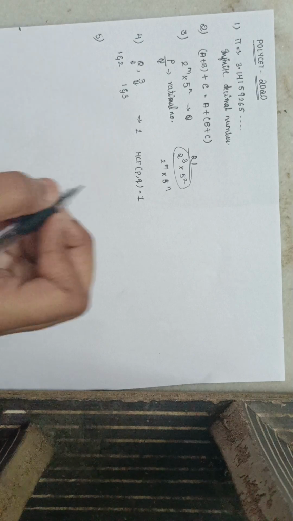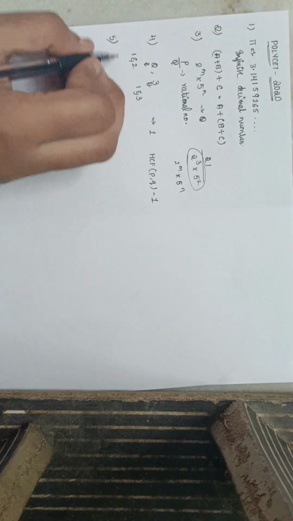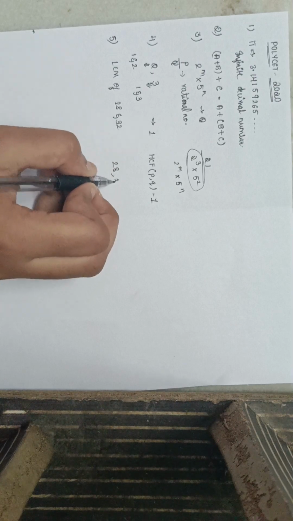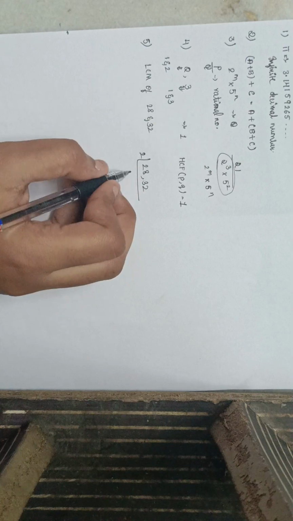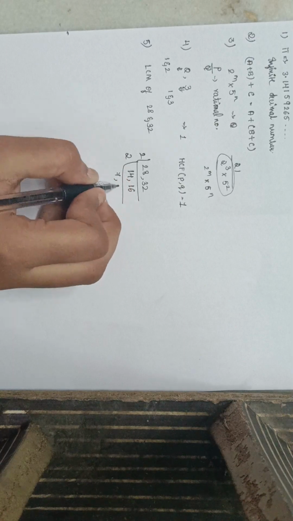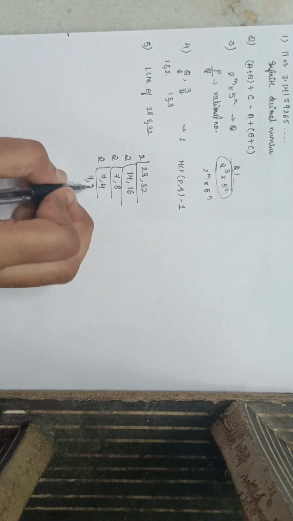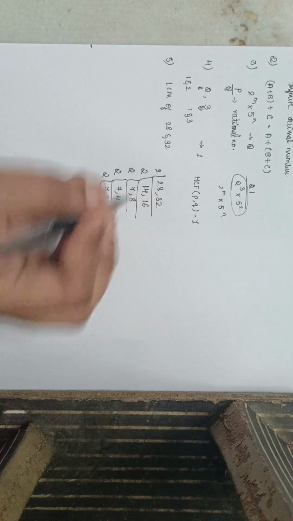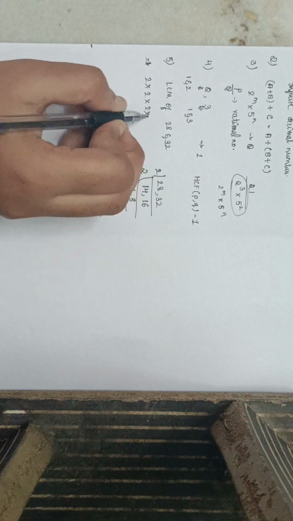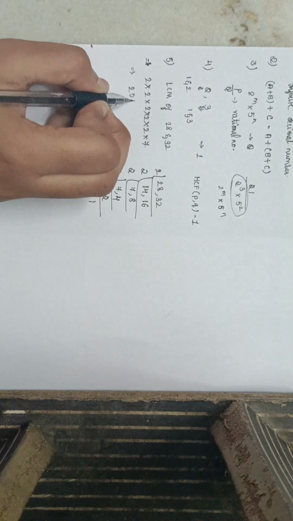Next one. The smallest number which leaves remainders 8 and 12 when divided by 28 and 32 respectively. So first we need to find out the LCM of 28 and 32. Let us divide with 2: 14, 16, again 2, 7, 8, again 2, 7, 4, again 2, 7, 2, again 2, 7, 1. So the LCM tends to 2 into 2 into 2 into 2 into 2 into 7, and the value is 224.